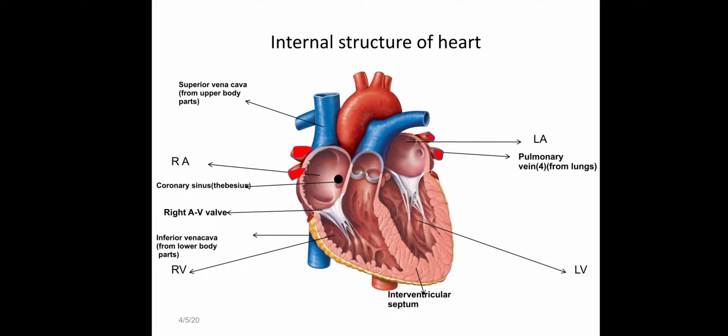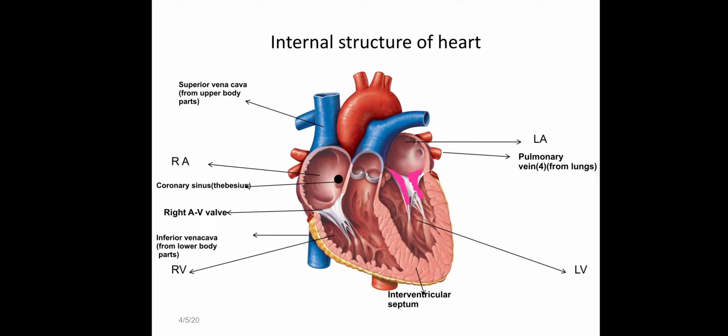Now, the opening of the pulmonary vein is also devoid of valves. Again, the same reason is applicable over here. When the left atrium contracts, because of contraction of the atrial chambers, the opening of the pulmonary vein closes automatically. So they do not require a valve. The openings of the pulmonary veins do not have a valve.